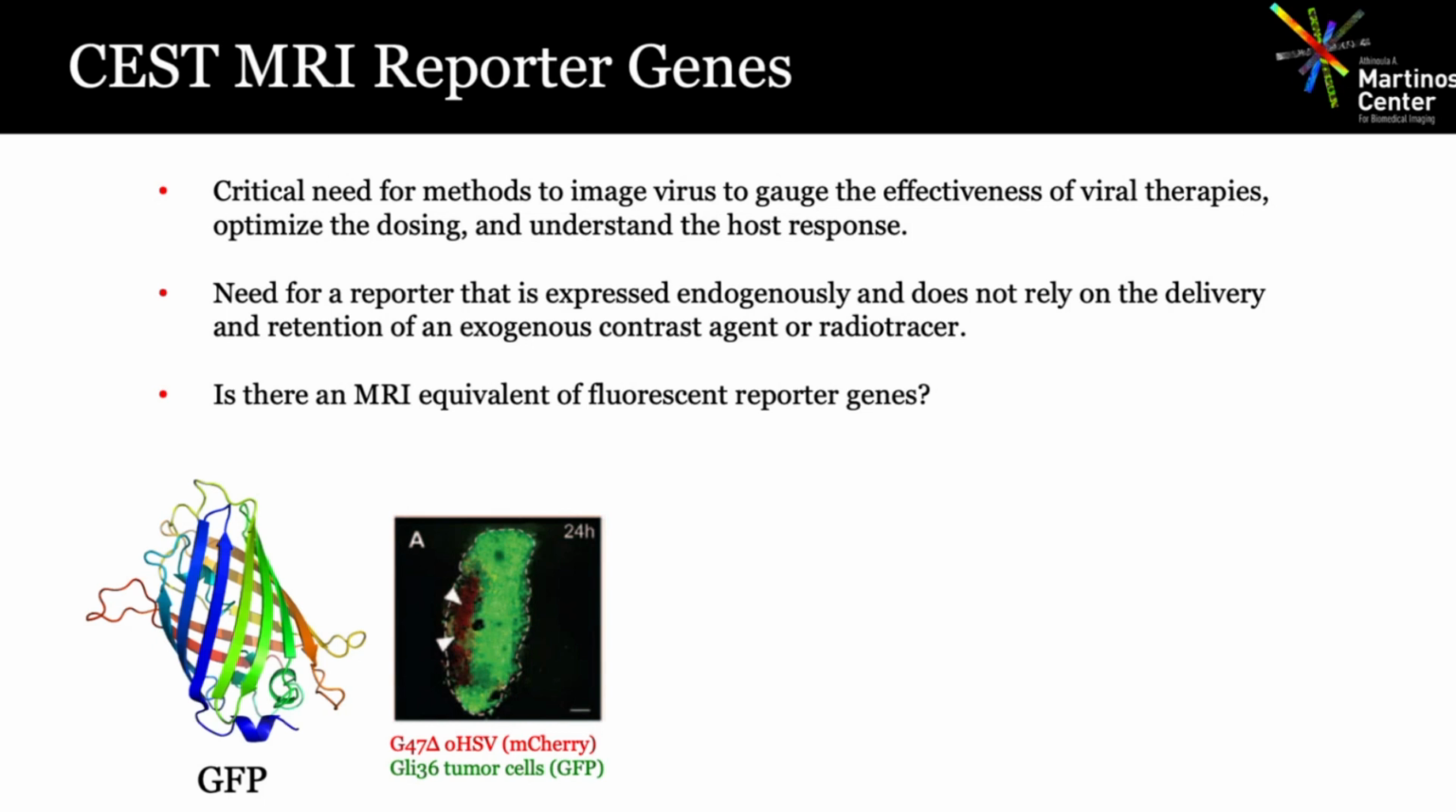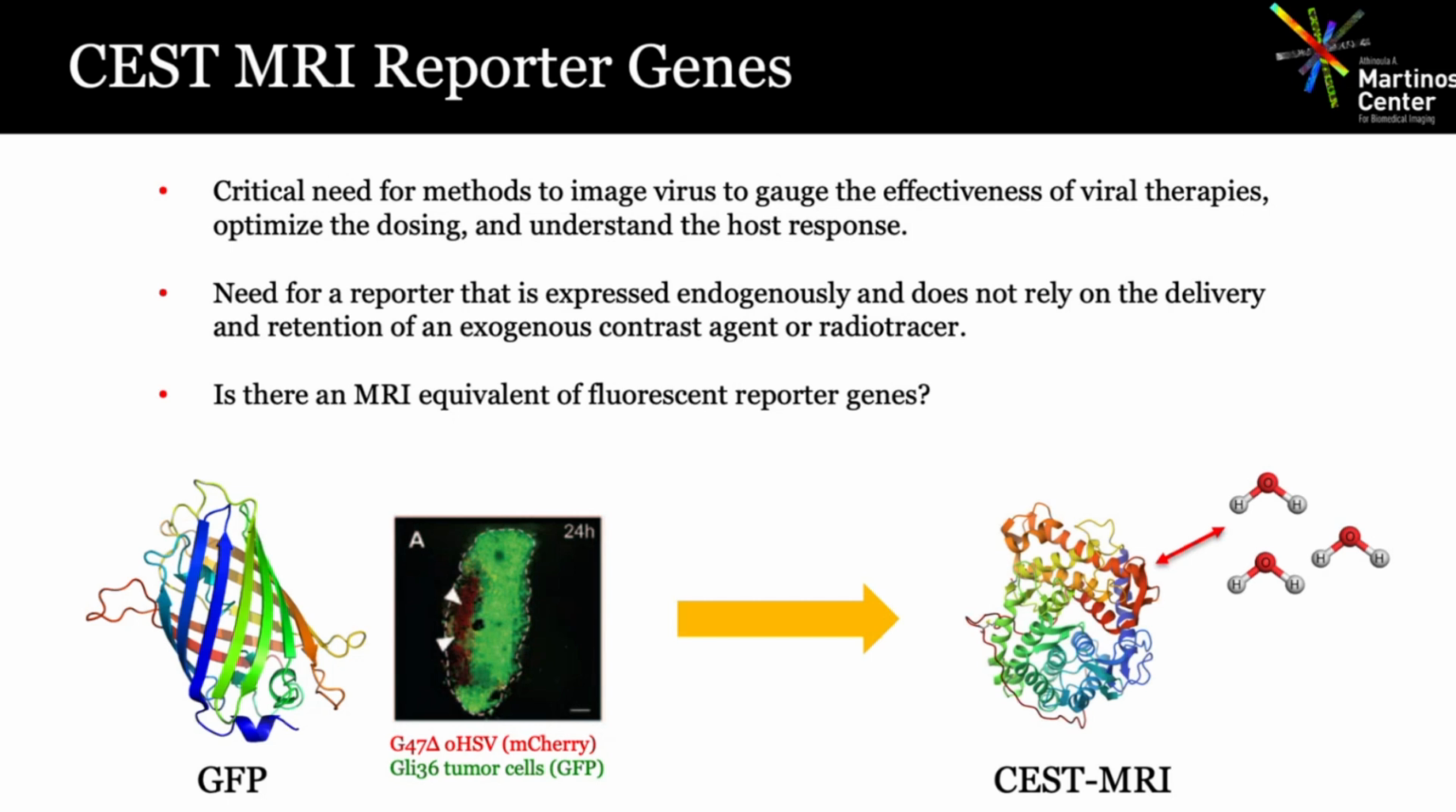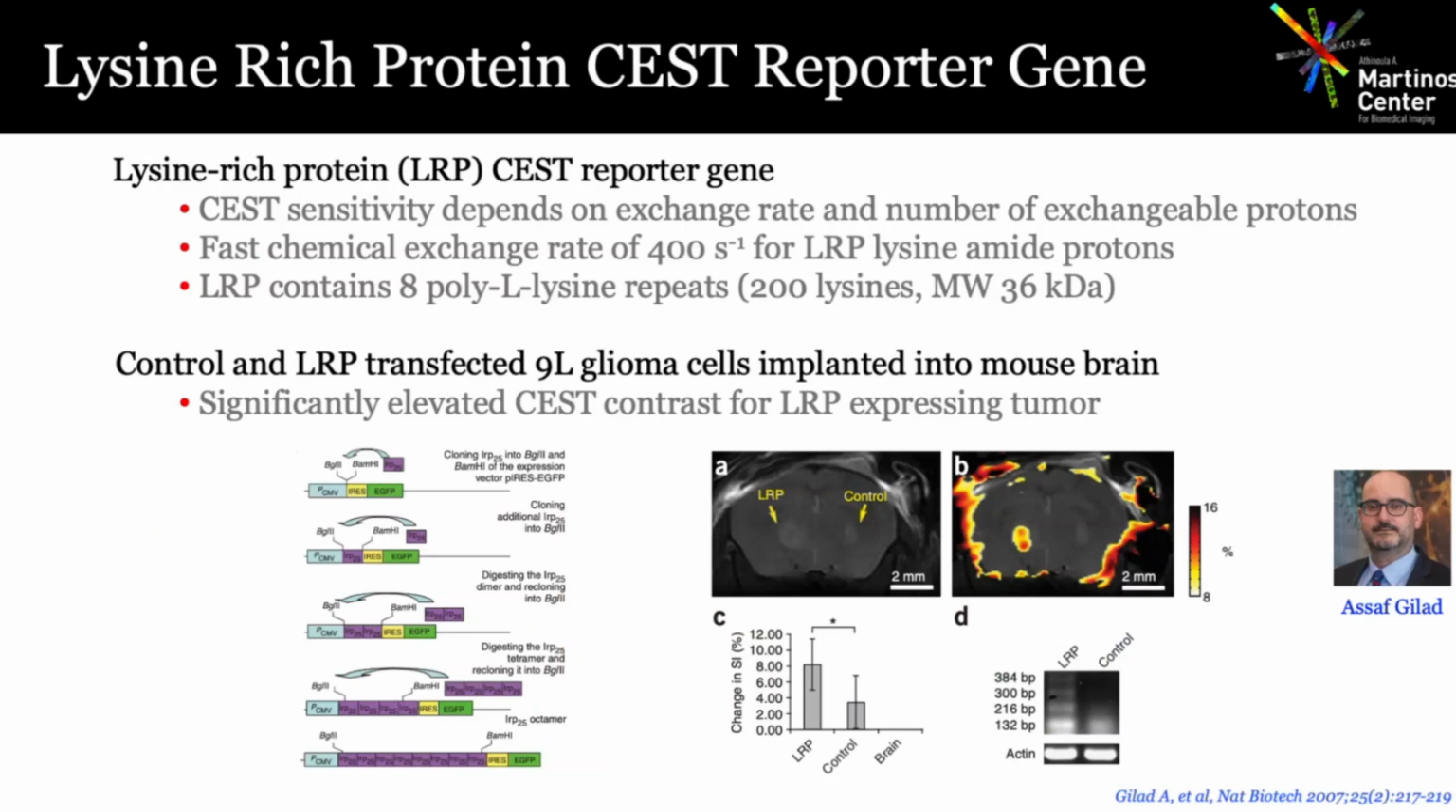So is there sort of an MRI equivalent of a fluorescent reporter gene? And that's where we, again, turn to CEST, using chemical exchange to try to detect some protein reporter. So originally, this was a collaboration with Saf Gilad, who was at the time at Johns Hopkins. And he had developed this lysine-rich protein, LRP reporter gene, which consisted of 200 lysines.